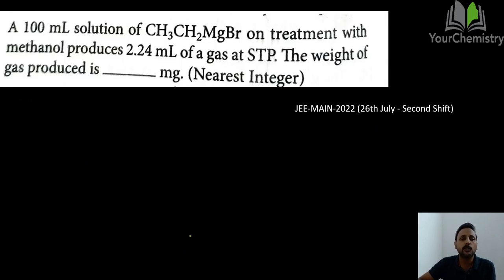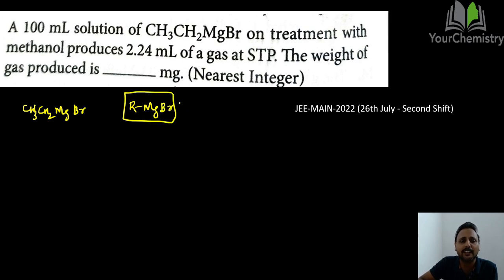A 100 ml solution of CH3CH2MgBr on treatment with methanol produces 2.24 ml of a gas at STP. The weight of gas produced is dash milligram. So CH3CH2MgBr, what is this? RMgBr. It is called a Grignard reagent.